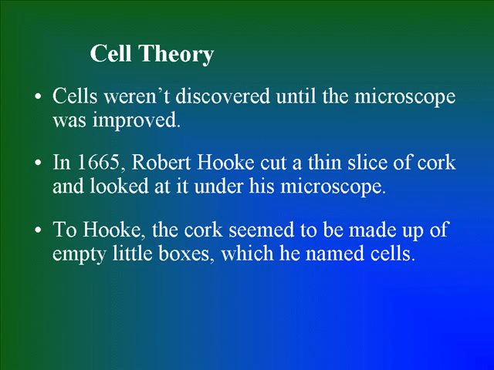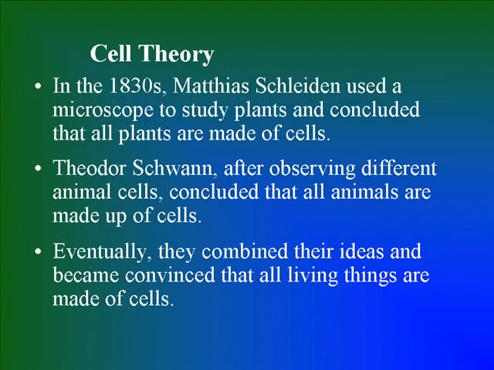And when he looked at it in the microscope, he said, wow, there are all these empty little boxes. And he thought, monks and nuns live in empty little boxes, and we call those cells, so I'm going to call it a cell. All right, so nothing much else happened after Robert Hooke's discovery with the little tiny monk cells inside a cork.